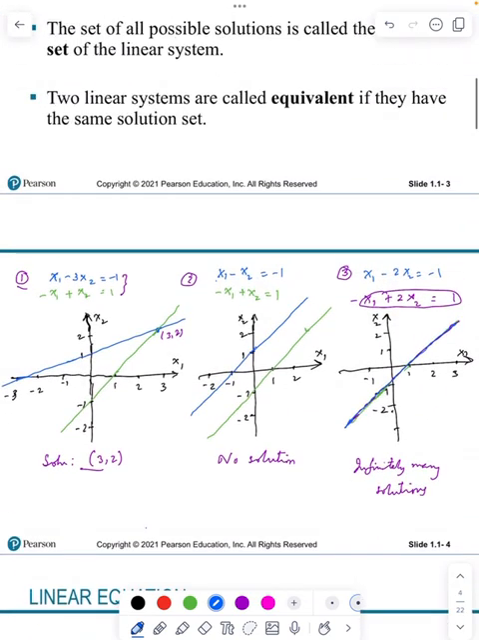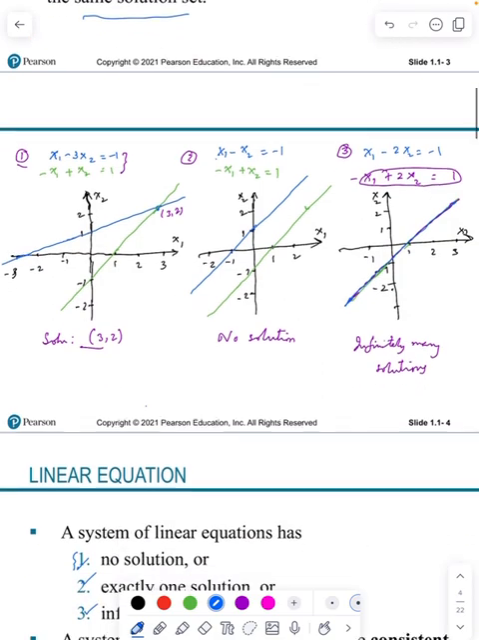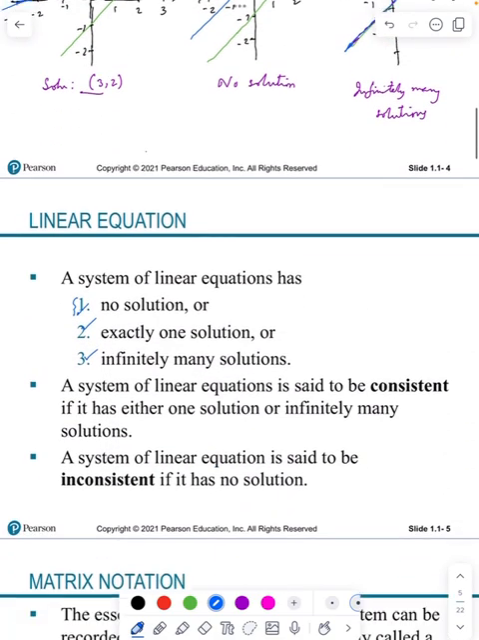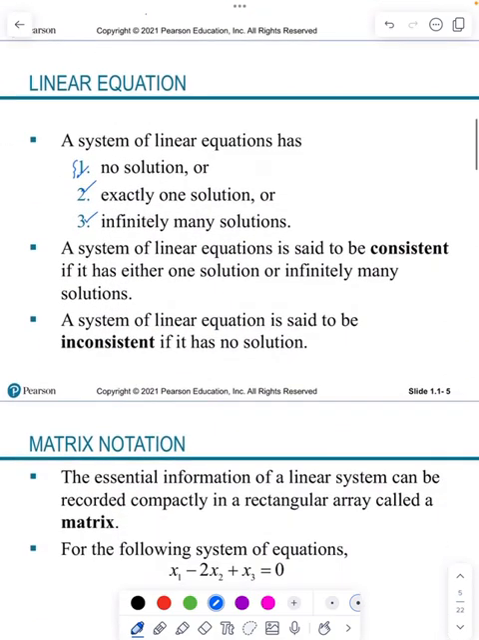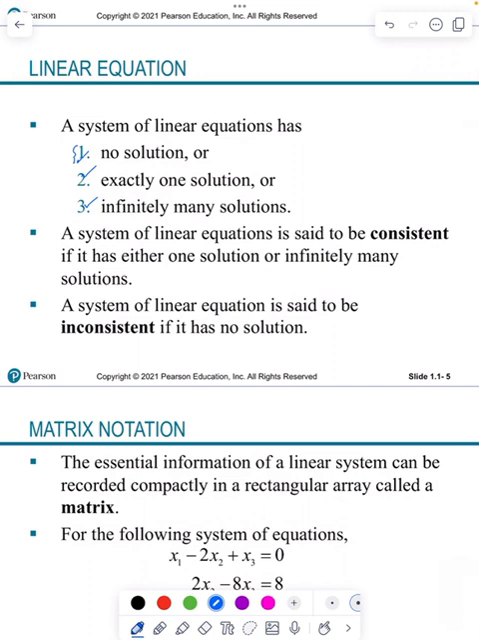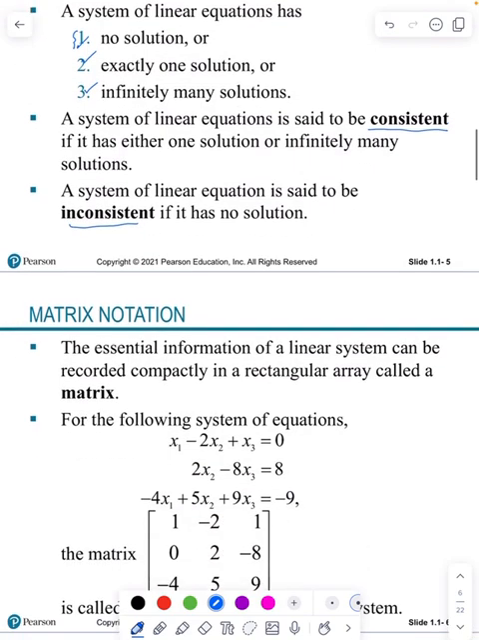Going back, we say two linear systems are called equivalent if they have the same solution set. And this will come in handy in a little while. We say a system of linear equations is consistent if it has either one solution or infinitely many solutions. And if there is no solution, then the system is called inconsistent.